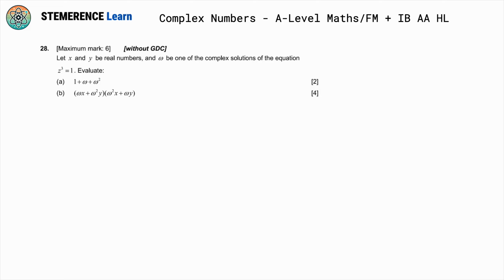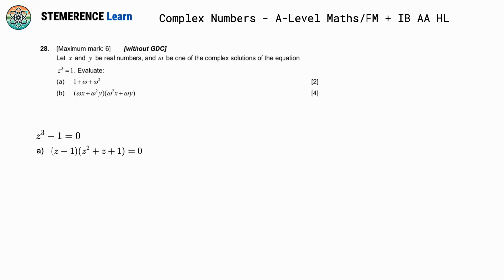They want us to evaluate 1 plus omega squared, and omega x plus omega squared y all times omega squared x plus omega y. We can start by writing out the actual equation that we're given, and move the one to the other side. From this, we can use the difference of two cubes formula to factor it: z cubed minus 1 equals 0 implies that z minus 1 times z squared plus z plus 1 equals 0.